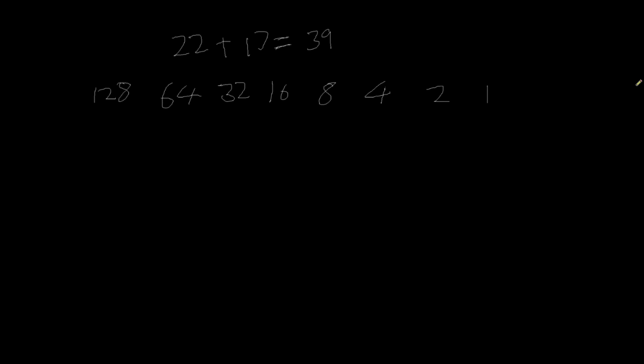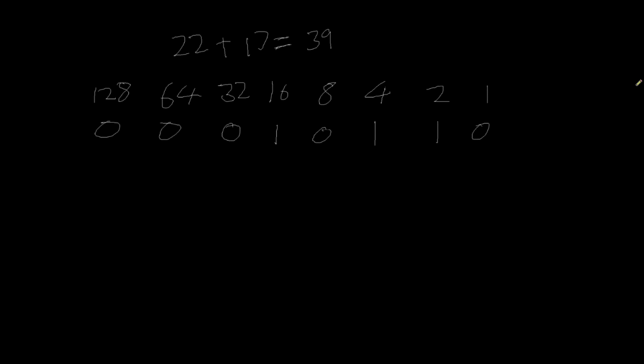So let's try something like 22 plus 17. We know that that's going to equal 39. So 22: 1, 2, 4, 8, 16, 32, 64, and we'll put 128 even though we don't need it for an 8-bit number. Right, so what do we need for 22? Well, I need a 16, I need a 4, I need a 2. That's 22, and the rest are 0s.